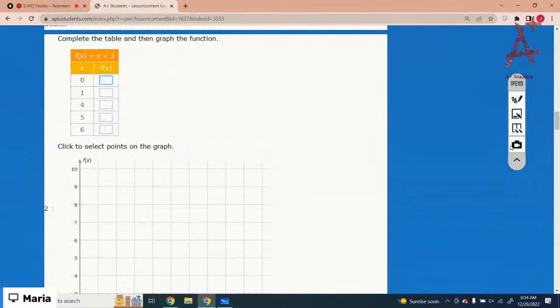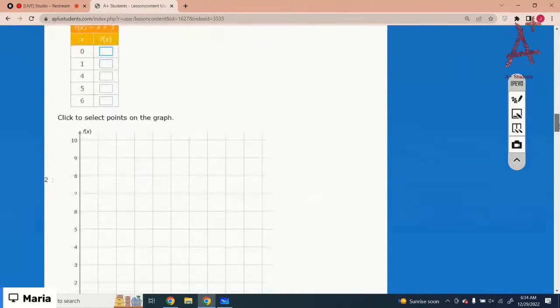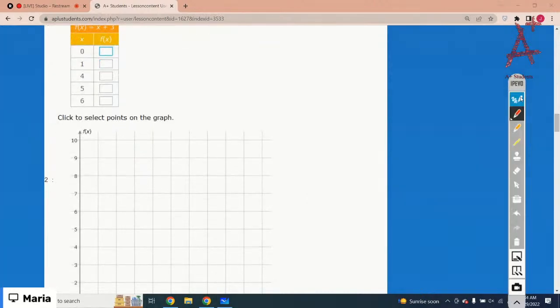Okay, the next one is f of x equals x plus 3, and we have to find the values. So f of x equals x plus 3. So use these values of x. F of x is x plus 3. So replace the x with the value. You have first one is 0. So it would be 0 plus 3, 0 plus 3 is 3. Got it? That means when x is 0, y is 3.